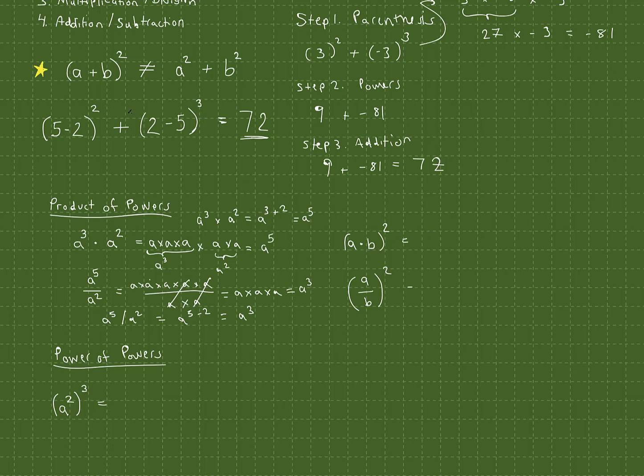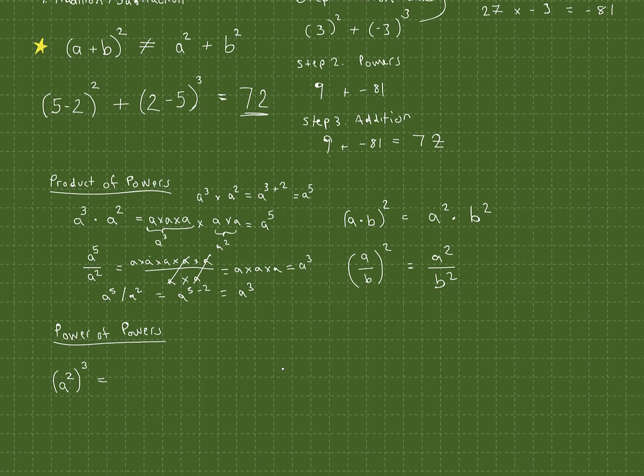Now remember here when I was talking about how when you're adding inside the parentheses you cannot distribute the exponent? Well, if you're multiplying, you can distribute the exponent. So (a times b), that whole expression squared, becomes a squared times b squared. Same thing with division here. (a divided by b), that whole thing squared becomes a squared divided by b squared. So you can distribute when you're multiplying, you cannot distribute when you're adding inside parentheses.